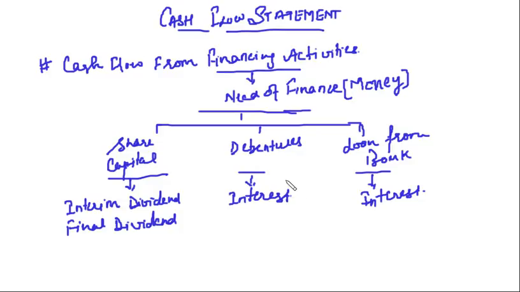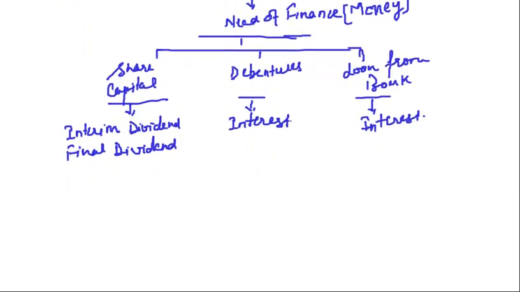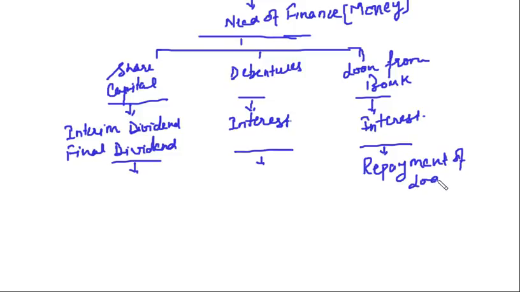Clear? Now, we have to repay these loans also. What are the repayments called? This is loan from bank, repayment of loan. This is what we say. We have to pay back the loan to the bank. Clear? In case of debentures, we call it as redemption of debentures. We are calling back our documents from the public, and we are paying back their money to them.